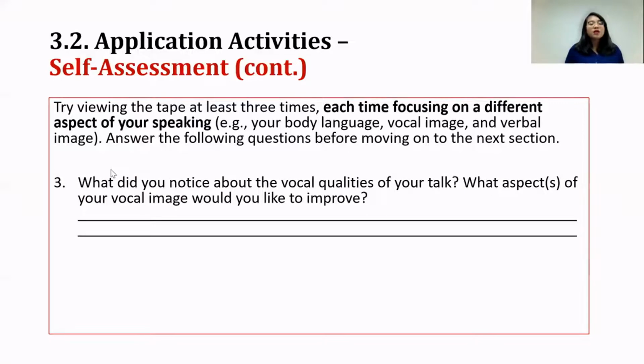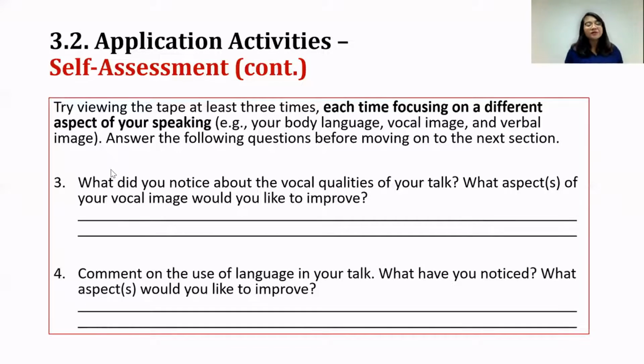The next one, what did you notice about the focal qualities of your talk? What aspects of your focal image would you like to improve? So guide the students to plan some strategies for themselves. First, they are encouraged to analyze their problems, their difficulties, but after that, they also need to know what to do next for their performance.